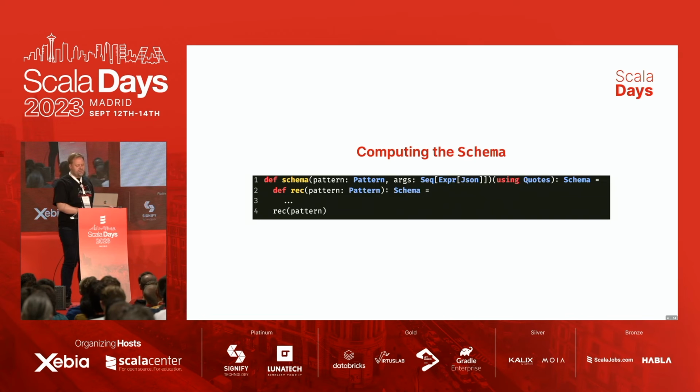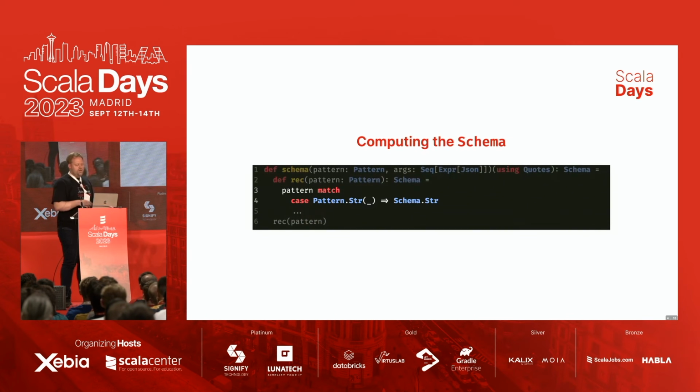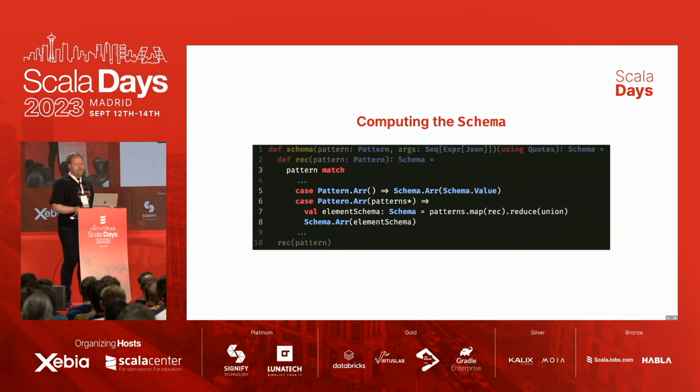We can again do it recursively on the pattern, and if we have a string, then we know that the schema is a string. If we have an array and it's empty, then yeah, we can use any value, any type. So we're going to choose a schema for array of values. I could have added a bottom type to represent this, but I followed what JSON had. And then if we have an array of many elements, then we can recursively get the schema of each one and then do some union on those schemas. Here the union is trivial.